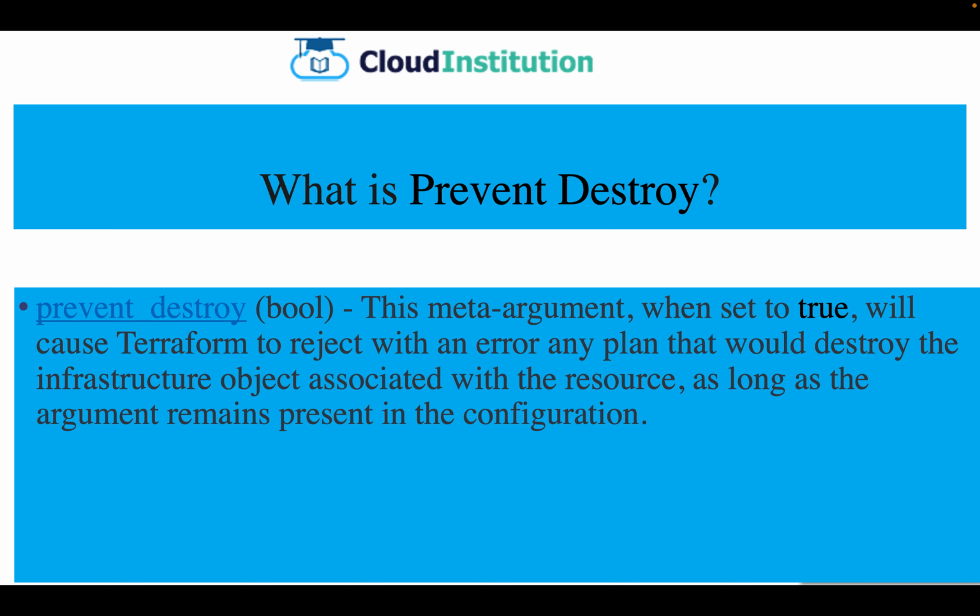Prevent destroy is a boolean operator. It can be true or false. This is the meta argument, right? When it's set to true, it will cause Terraform to reject with an error any plan that would destroy the infrastructure object associated with the resource, as long as the argument remains present in the configuration.